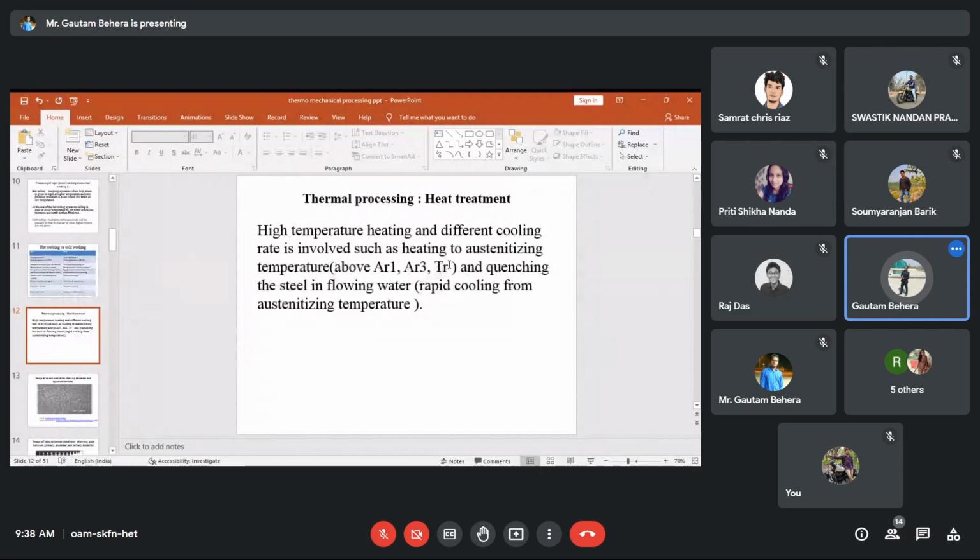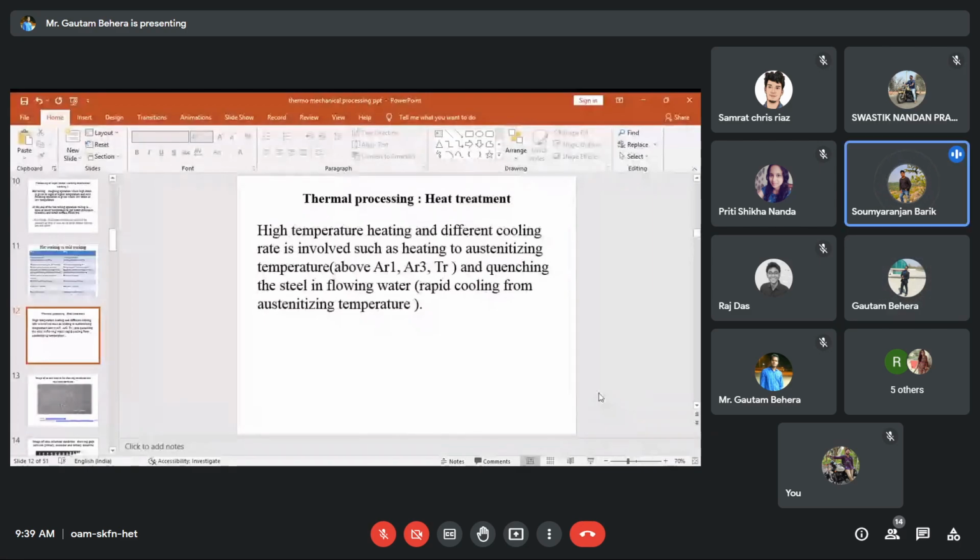Okay, let me stop here and ask a question to you people. What is Ar1? What is Ar3? And what is Tr? Can you people answer this? What is this Ar1 temperature, Ar3, and Tr? Anybody can answer. Hello, Soumya, can you answer? What is Ar1?